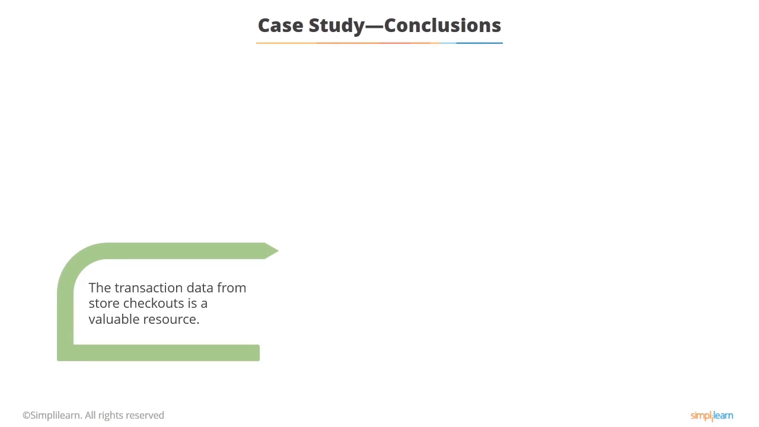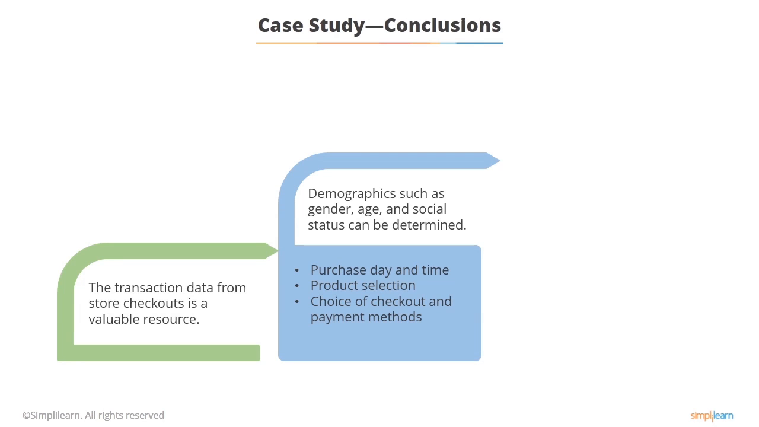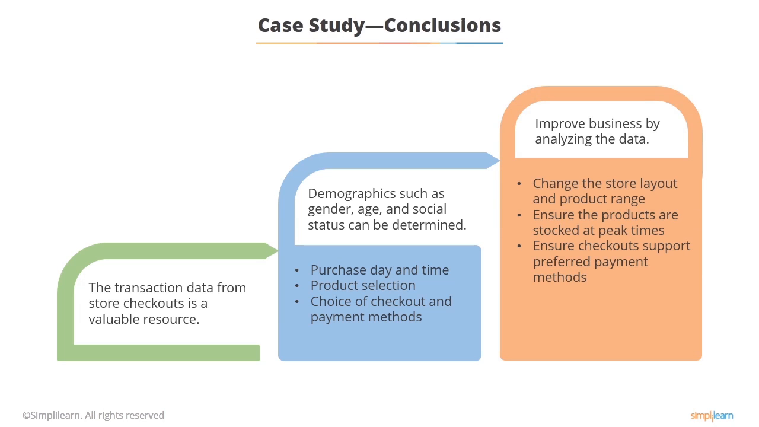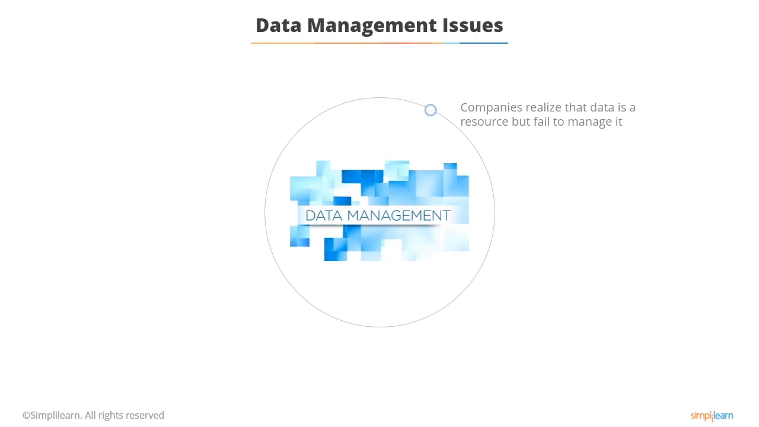It's a useful resource. This data was being thrown away, and the particular organisation decided they wanted to do something about it. And so by looking at the demographics, you can determine various things, like when people buy things, what they buy, what checkouts. So you can basically improve your layout of stores and the location of the stores. You can change your product range to suit the demographics, make sure things are fully stocked at peak times, and make sure you've got the right checkouts and the right number of the checkouts of the different type. That's the idea. So data is a resource.